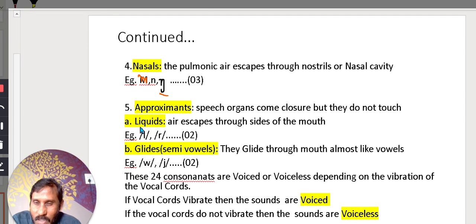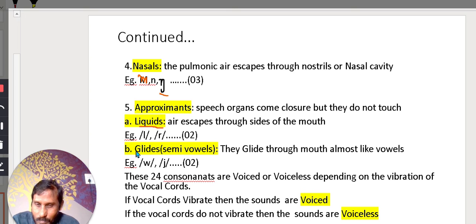Okay. So liquids are la and ra. What happens here is air escapes through the sides of the mouth. For example, la. Okay, the tongue touches the top portion of the mouth, and air escapes from the sides. La. Okay, the same way ra, ra. These are laterals or liquids wherein the air escapes from the sides of the mouth. There are two symbols which are a part of approximants.